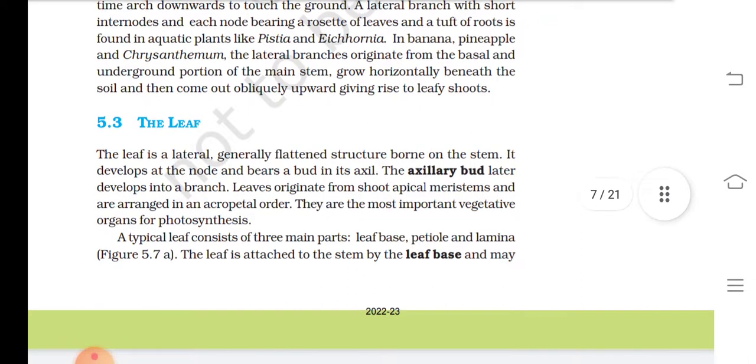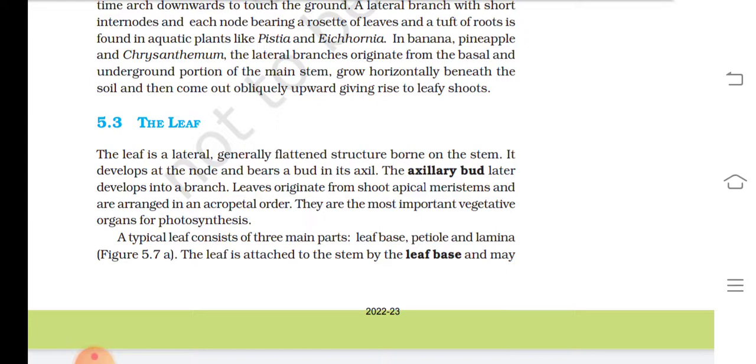5.3 The leaf. The leaf is a lateral, generally flattened structure borne on the stem. It develops at the node and bears a bud in its axil. The axillary bud later develops into a branch. Leaves originate from shoot apical meristem and are arranged in an acropetal order. They are the most important vegetative organs for photosynthesis.